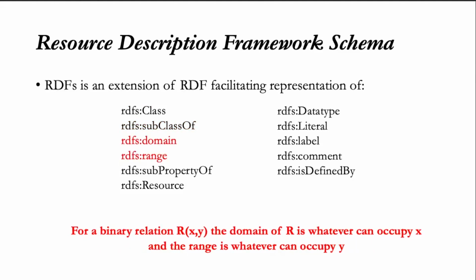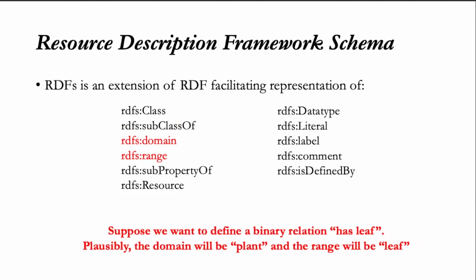Binary relations, more semantics, love it. For binary relations, the domain of R is whatever can occupy X in RXY, and the range is whatever can occupy Y. That's what we mean by domain and range here. John loves candy, all candy. I'm a human. This loves relation, as far as I'm concerned, only relates humans, i.e. me, to candies, i.e. all of them. Domain and range. Suppose we want to define a binary relation has leaf. Plausibly, the domain will be plant and the range will be leaf.